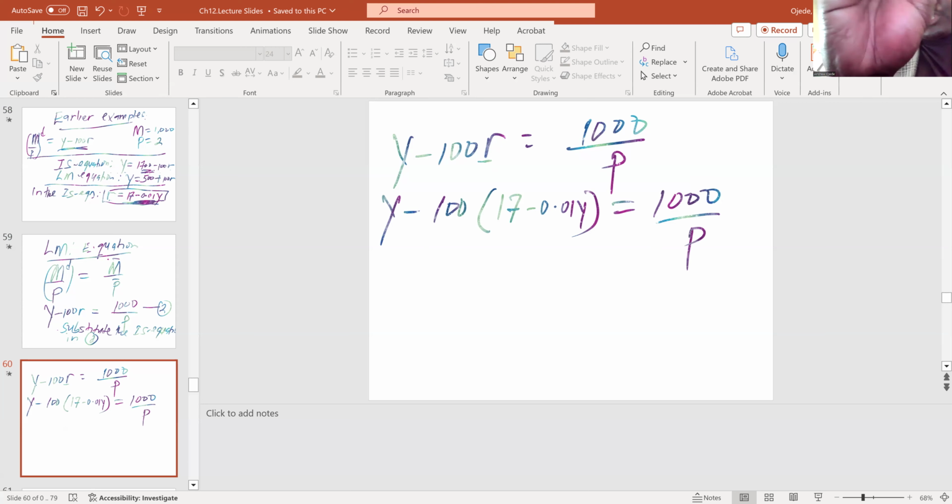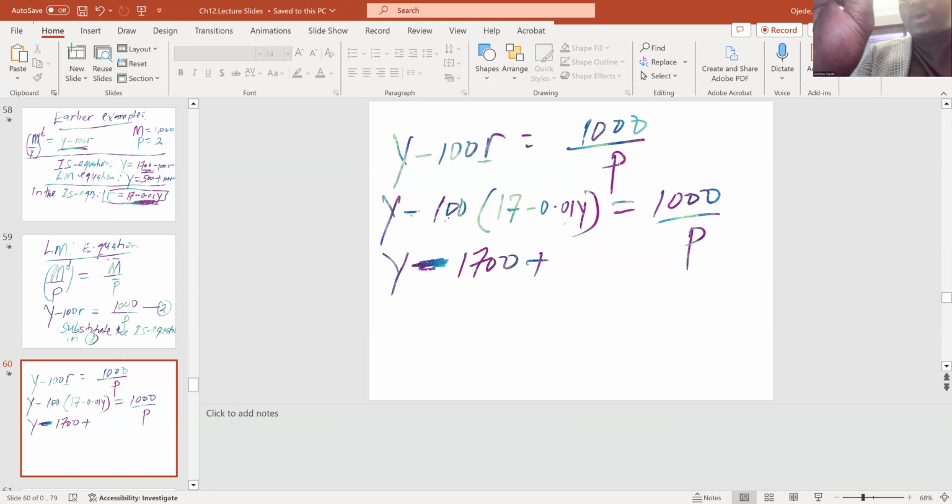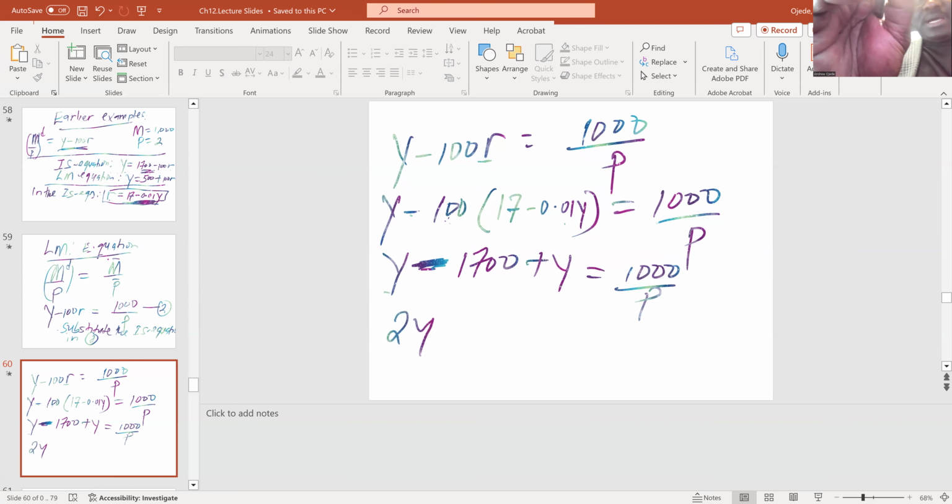Now I clean up, distributing the terms inside. So you get Y minus 100 times 1,700, that is 1,700. Then negative 100 times negative 0.01, that's going to be positive. So this is supposed to be Y minus, yes, a minus sign here. Negative times a negative is positive. 100 times 0.01Y is just Y, equals 1,000 over P. Then Y plus Y is 2Y, minus 1,700, equals 1,000 over P.